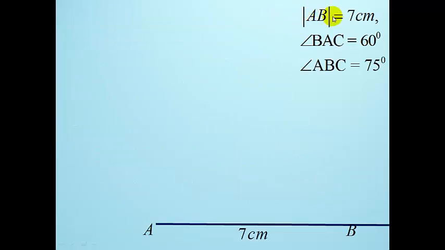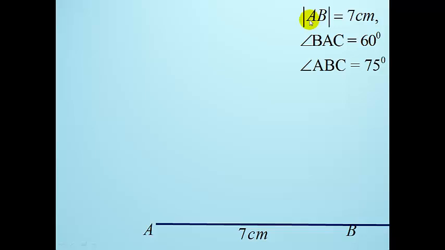Now you are given the length AB to be 7 centimeters. Angle BAC equals 60 degrees. That is the angle at A. We consider the middle letter. So the angle at A is 60 degrees. Now angle ABC equals 75 degrees. The middle letter is B. So the angle 75 degrees is at the point B.